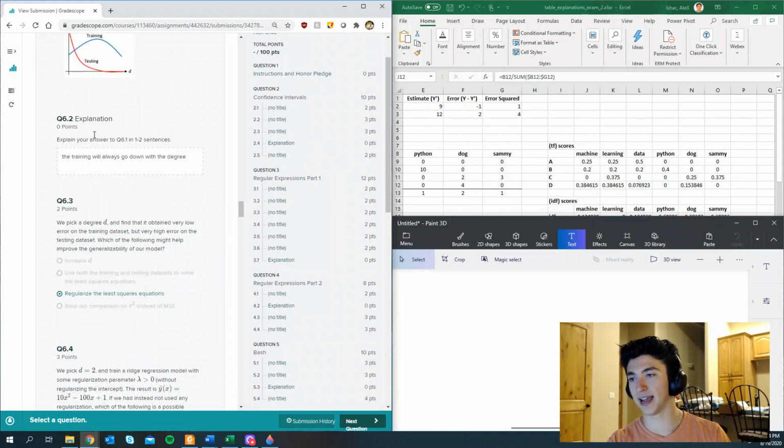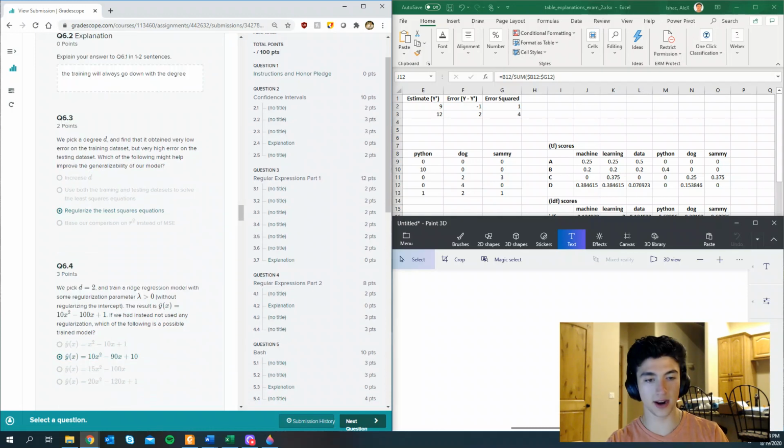Skipping that, 6.2, to go to 6.3: we pick a degree D and find it obtained a very low error on the training data set, but very high error on the testing data set. Which of the following might help improve the generalizability of our model? Well, by regularizing the least square equations, which is option C. Yes, option C is the correct one.